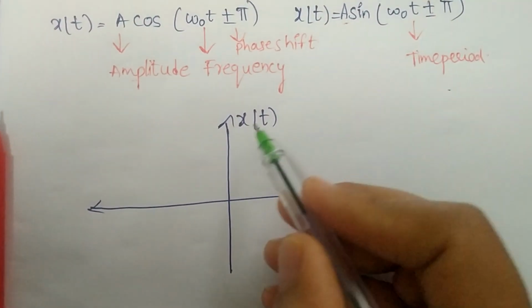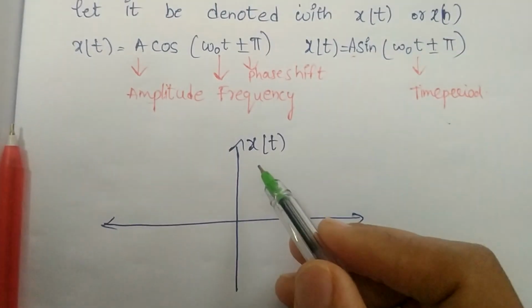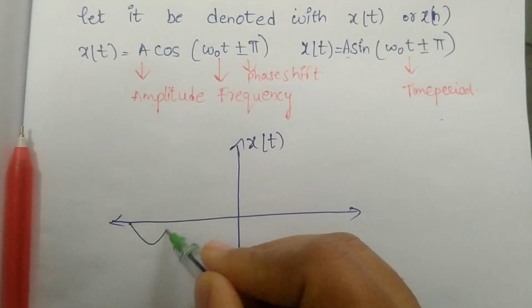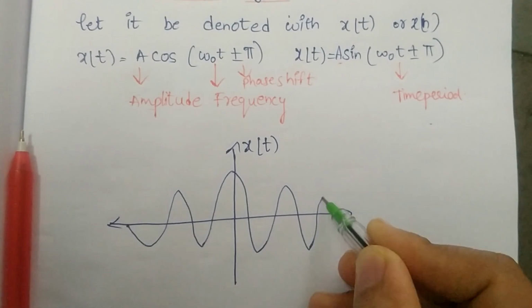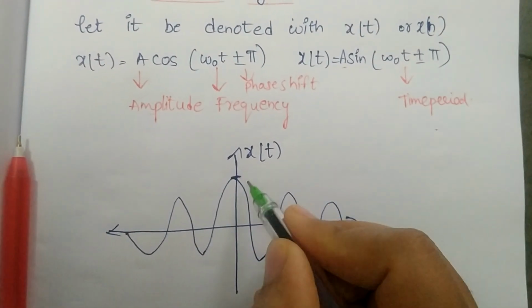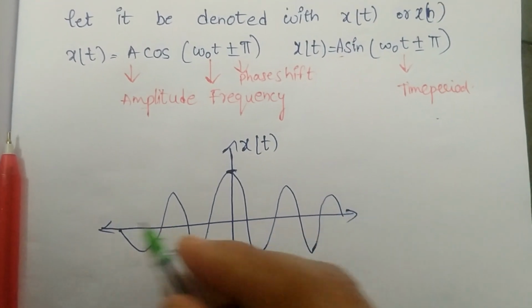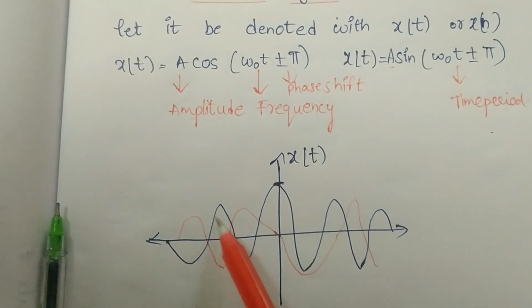Then we need to know about the fundamental sinusoidal signal. Here I am starting with cos. Cos will start at its maximum, right? Then sine will start like this.